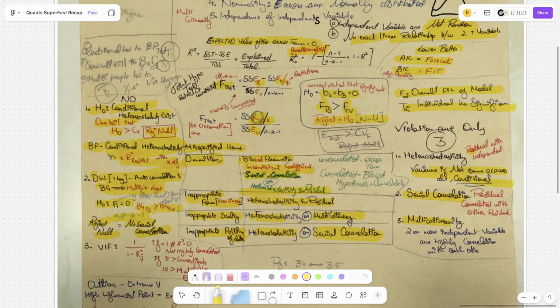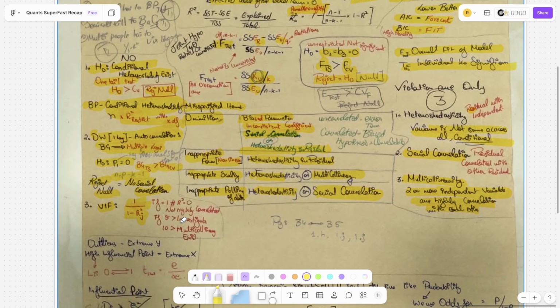Then we come to the third one, multicollinearity. Multicollinearity means that two or more independent variables are highly correlated with each other. To test for that, we have the VIF test. The VIF is 1 divided by 1 minus R square of the j term. If VIF is equal to 1, then R square is equal to 0, so no high correlation. If VIF is higher than 1, we need to investigate, and if it is higher than 10, then multicollinearity exists. So these are the three violations.